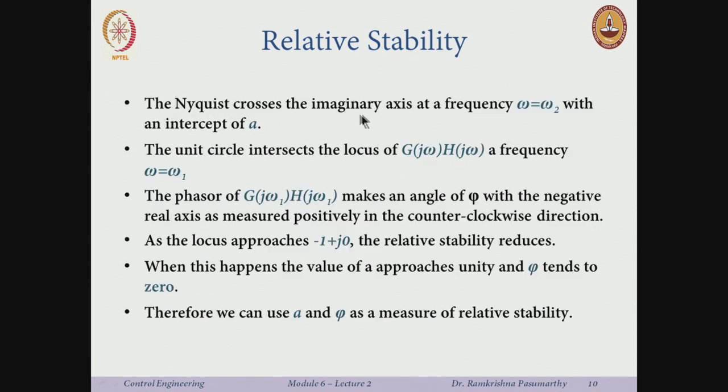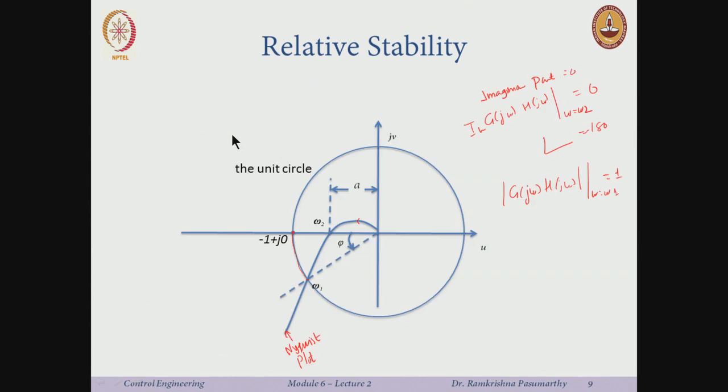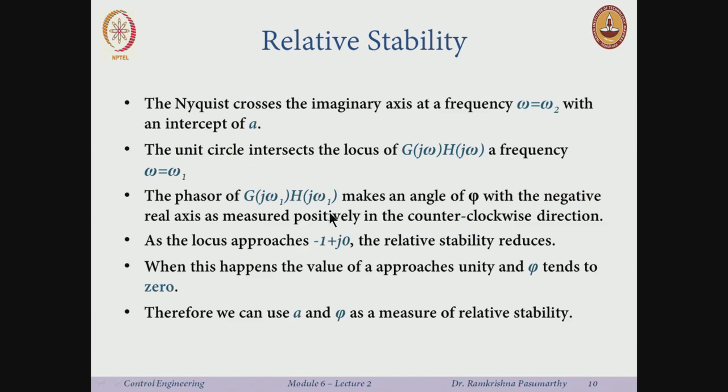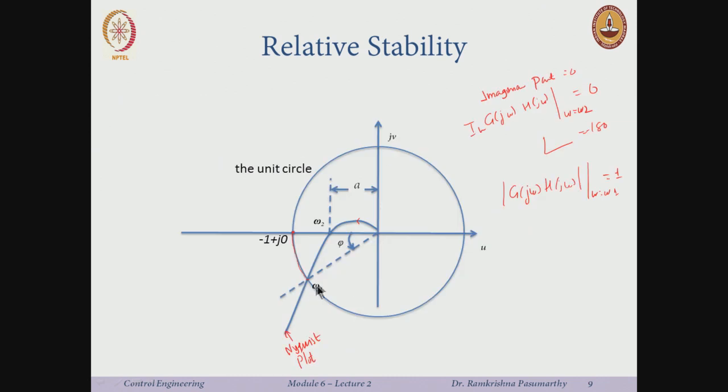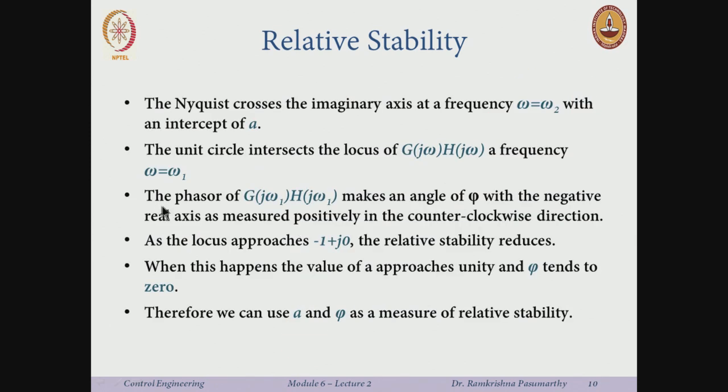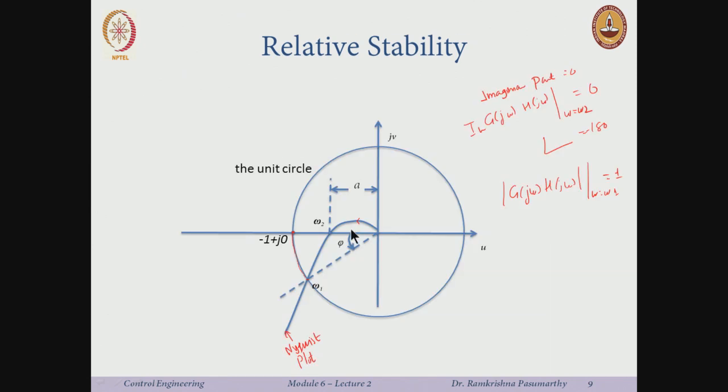So, the Nyquist plot crosses the imaginary axis at a frequency omega equal to omega 2 with an intercept of A, right, and this intercept is called A. And then the unit circle intersects the locus of GH at frequency omega equal to omega 1 here, right. And I just draw this unit circle because this is the point of my interest, the minus 1 plus j 0. Okay. So, the phasor of this makes an angle of phi with the negative real axis. Again, the usual measurement is we measure positively in the counterclockwise direction, right. So, this angle phi from here till here.